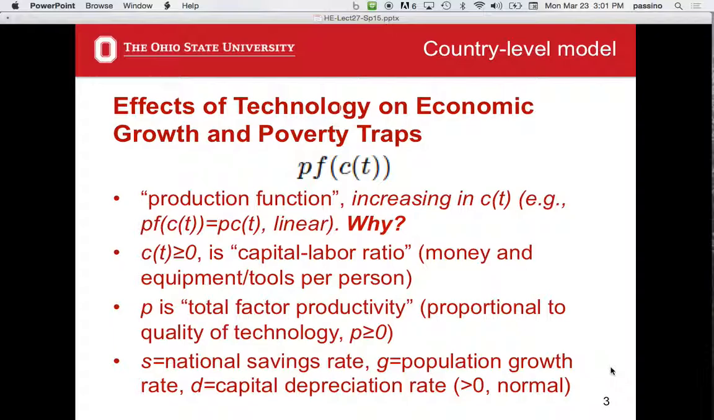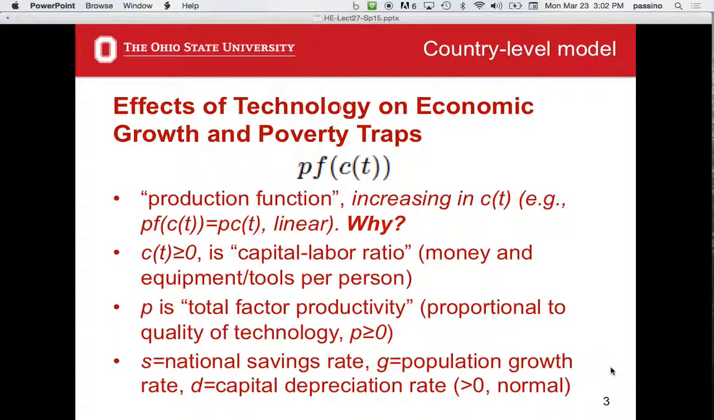For instance, if I buy a hoe or a rake to work in my garden, I'm going to be able to make more money off of that rake or that hoe. If I have enough capital to buy a tractor, I'm going to make even more money. Okay? So f of c represents a return on your capital affecting how much capital you can gain in the future. Now the p there, we're going to use to represent a proportionality factor, and we're going to call it the quality of technology.